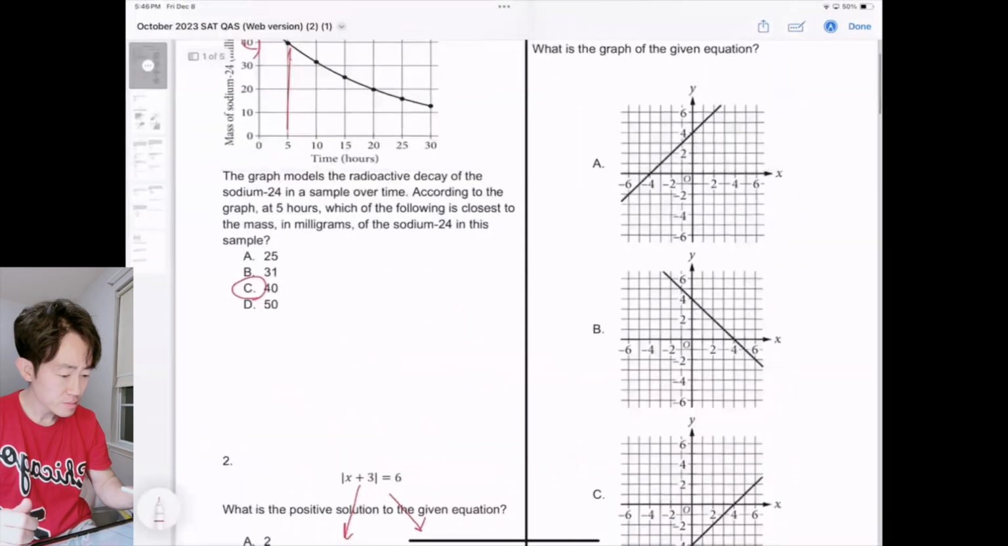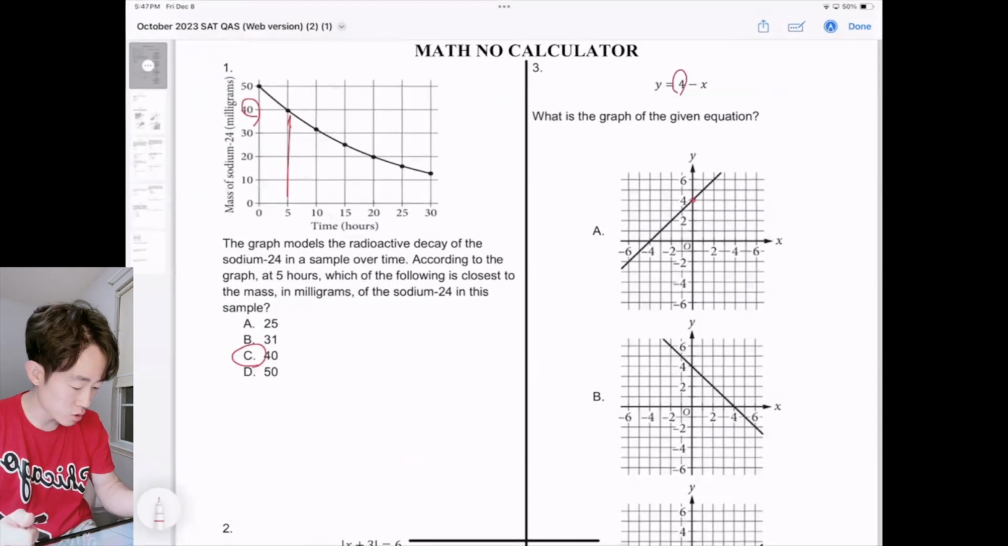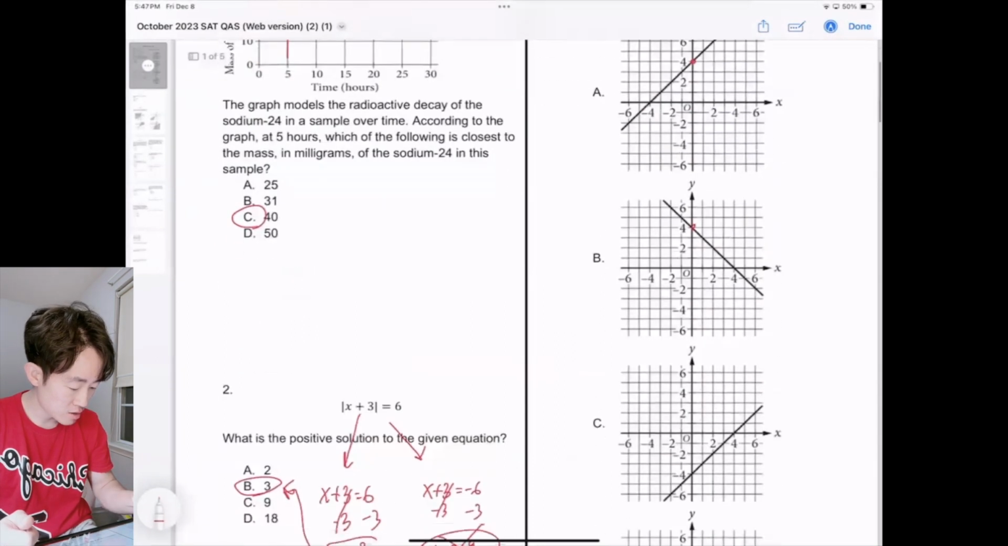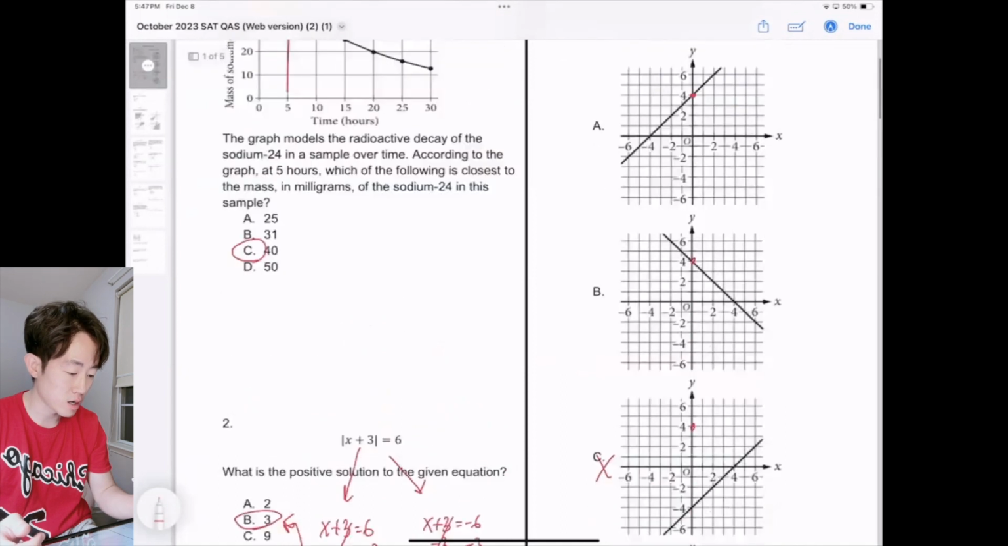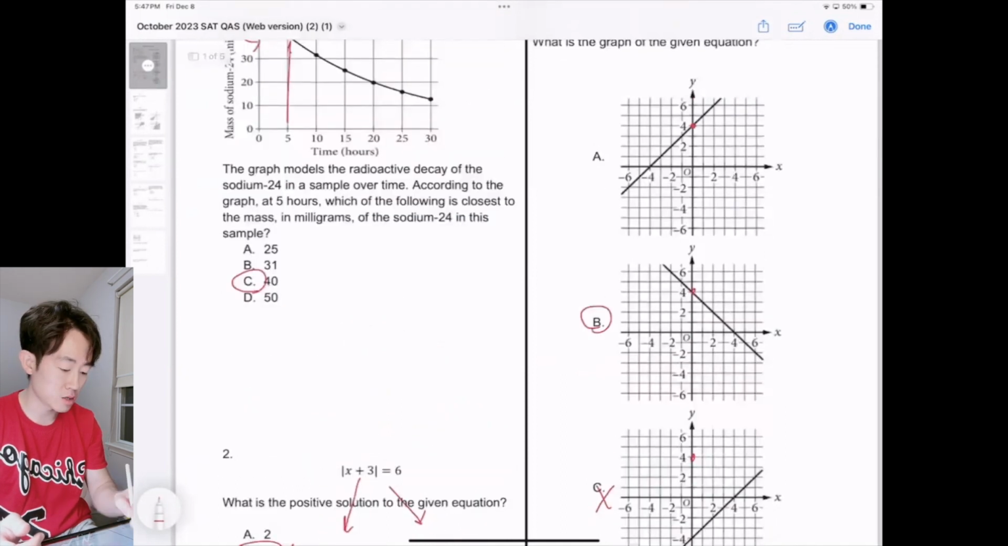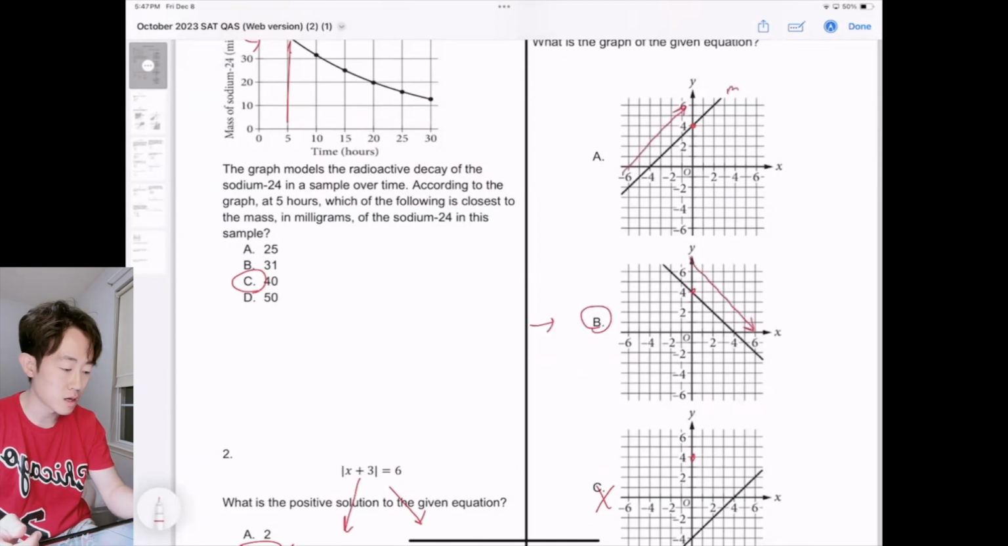Now, the next one, what is the graph of the following equation? We're starting with the y-intercept of 4 and the slope is -1. In other words, we are looking for the y-intercept of positive 4, which already eliminates C and D right out of the way because their y-intercept is -4. And the one that has a negative slope is B. So here we go. How do I know it has a negative slope? It's going down. It's not going up. This is a positive slope, and this is a negative slope. So therefore, it's got to be B.